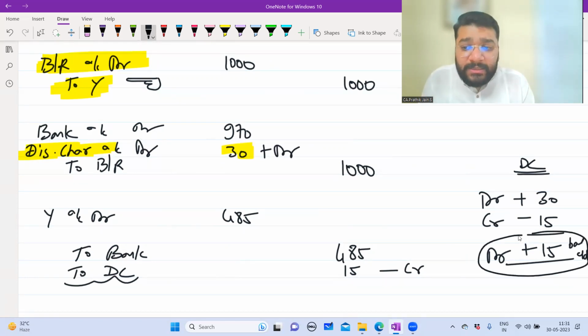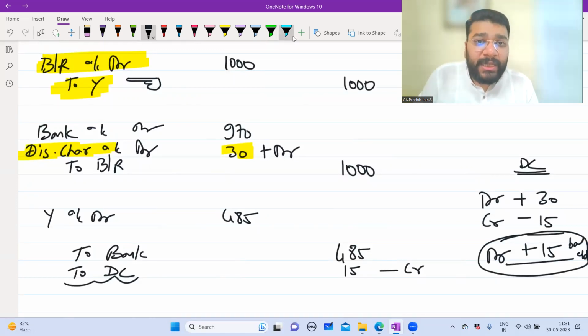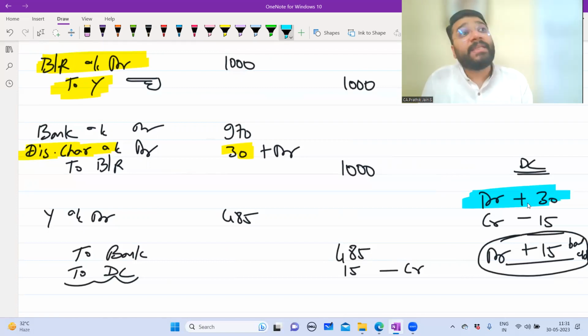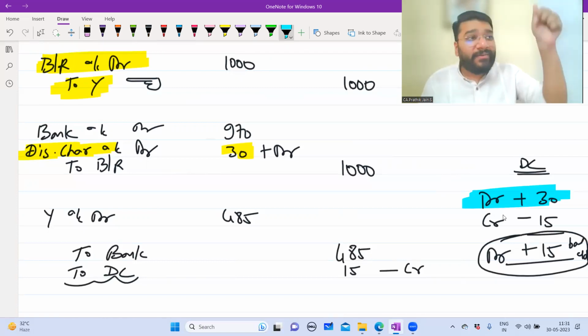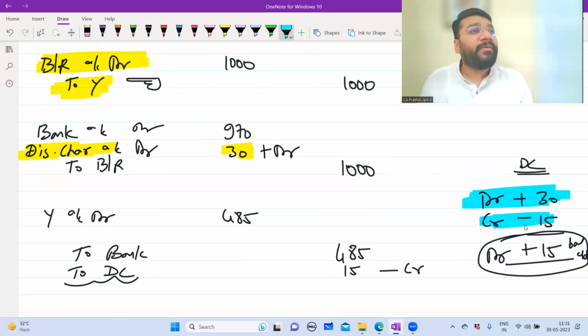This is the total charge that X initially recorded. Then we shifted 15 rupees of burden on Y. So the balance burden he is bearing is 15 rupees. Are you able to follow?